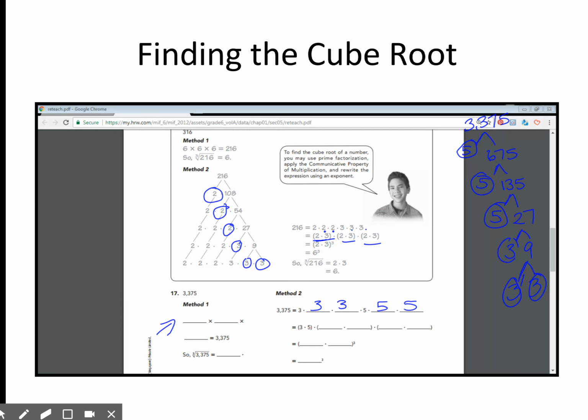So I'm breaking it down into 3 different sets of parentheses that have to have the same thing. So each parentheses will have a 3 times 5 in it. And 3 times 5, of course, is 15. So the cube root of 3,375 equals 15.